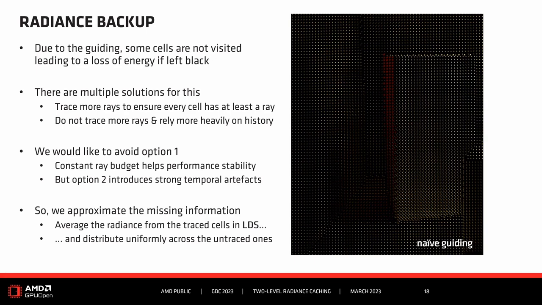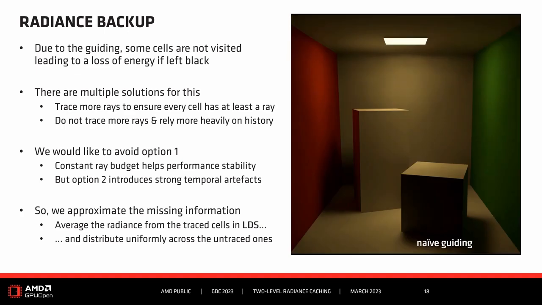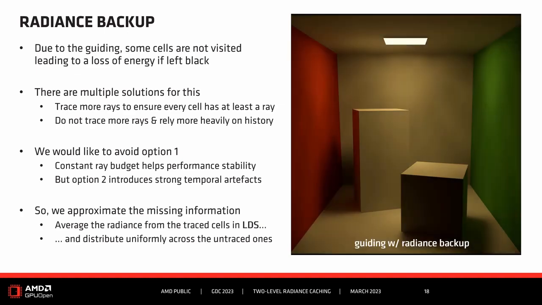So we went with approximating the missing information, simply done by averaging the radiance from the traced cells, again in LDS, and distributing the result uniformly across the untraced cells. So this is our naive guiding, and this is with the radiance backup. So you can see how we recover some of the missing energy. And the final render, it's naive guiding, and with our backup, we recover some of that missing energy.